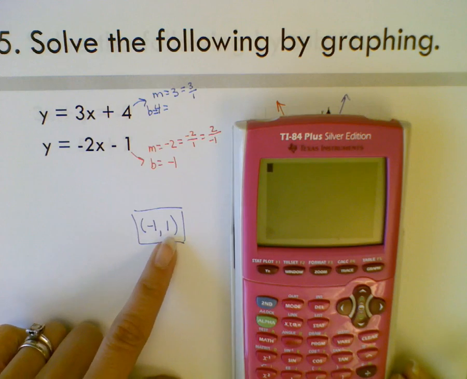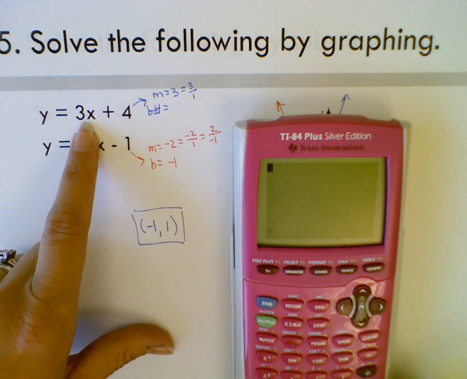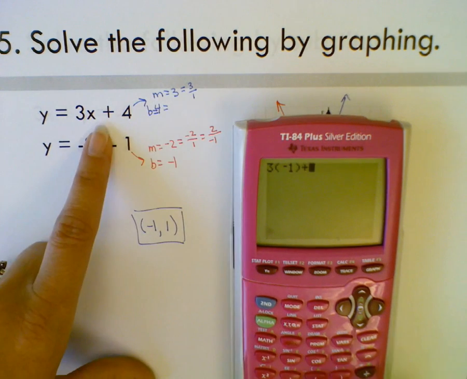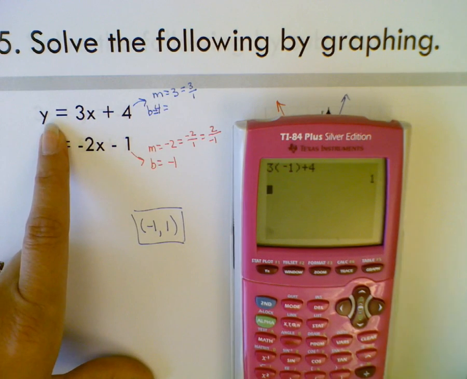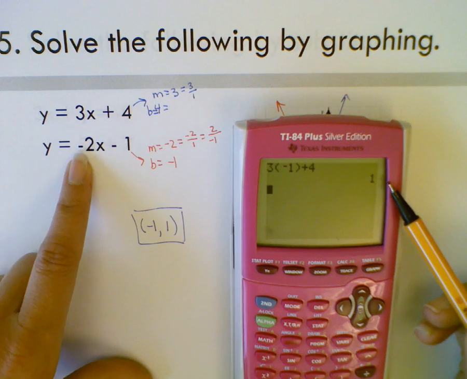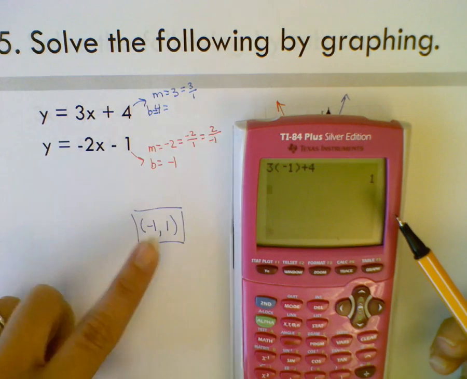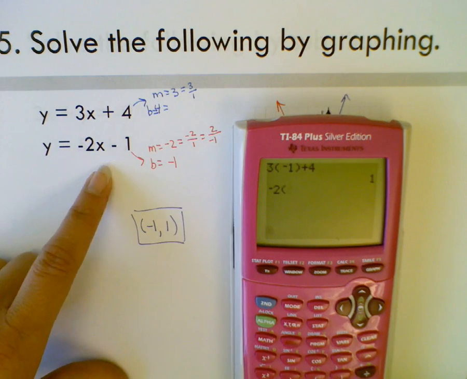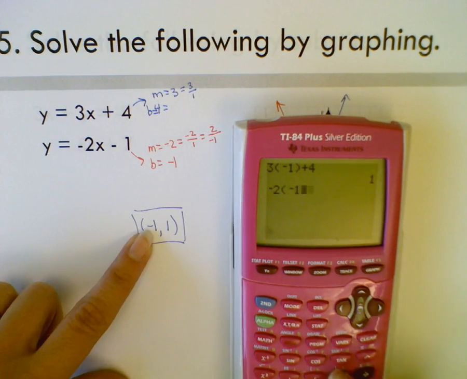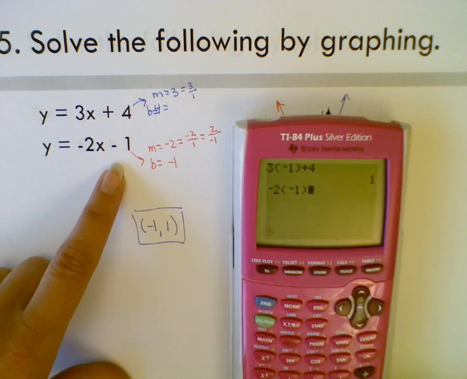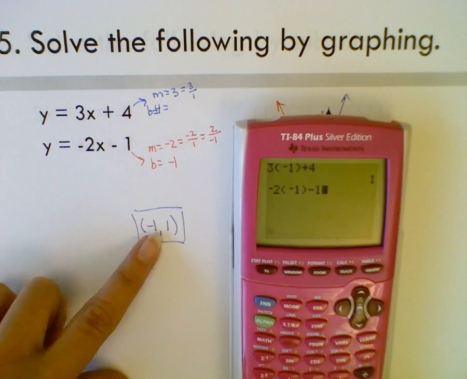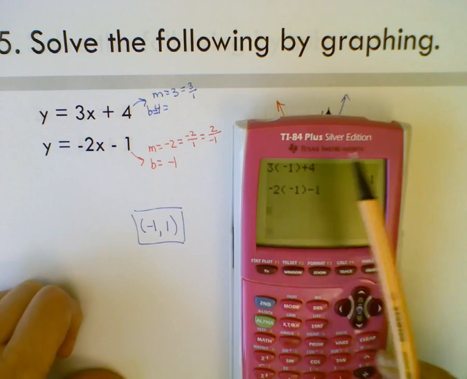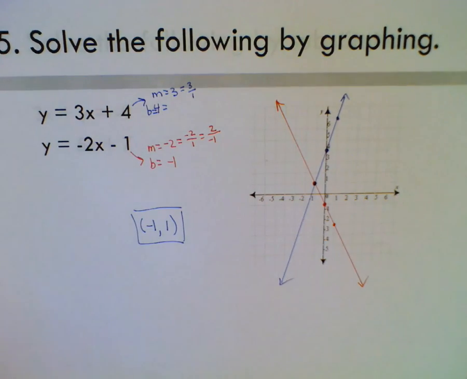So if y is 1, that means if I substitute x, 3 times -1 plus 4, I should get 1. And I see that I do. Okay? Same thing here. Remember, your solution has to work in both equations. So -2 times x, which is -1, not plus 1, -1, that should also equal 1, and it does. All right? So make sure you check to make sure that solution is actually working for you.